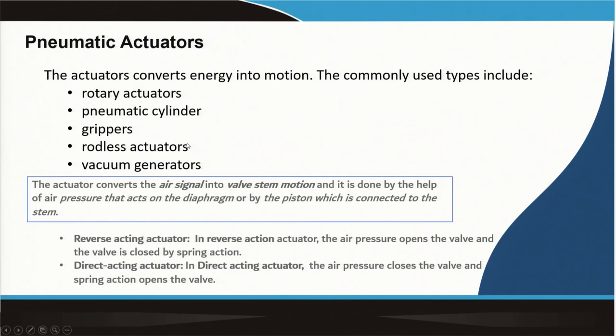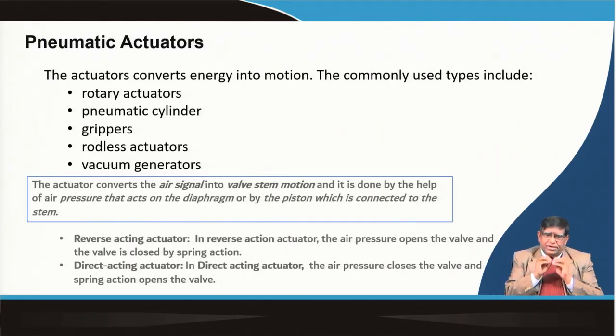How the air will be entered into it is given by different valves. So, the pneumatic actuators are exactly what the valve allows your pneumatic power to go to and then do the mechanical work. Now, to do that mechanical work, there could be a rotary actuator, a pneumatic cylinder, grippers, rodless actuator, vacuum generators. Different types are designed depending on how they convert energy into motion.